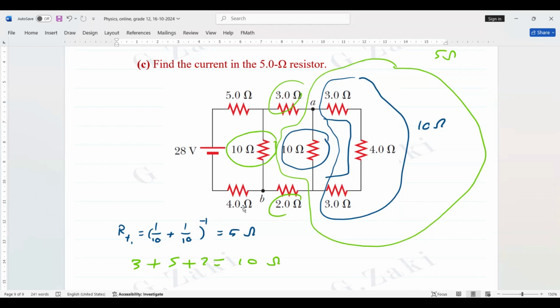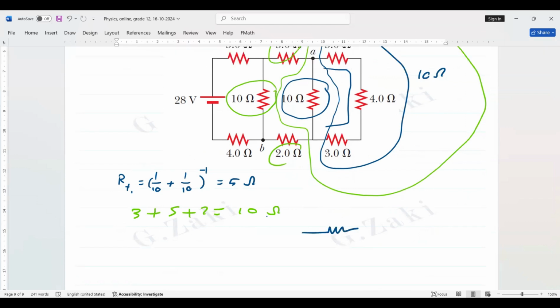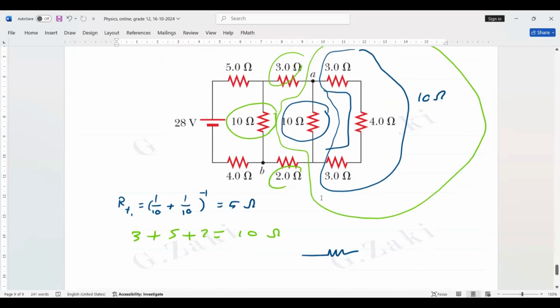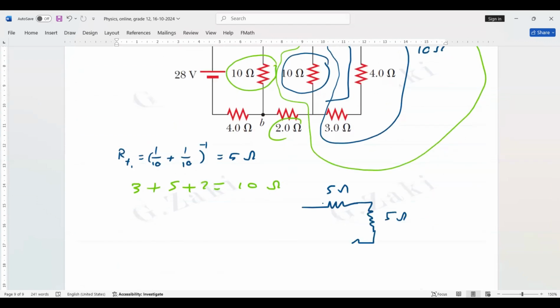Then we can replace all of them by this. Then the circuit reduced to this. This is here, 5 ohms, and the total is 5 ohms, and then down it's 4 ohms. And here, this is the power supply, 28. Then R total of the circuit is 5 plus 5 plus 4 because they are in series. It's 14 ohms. This is the first part.